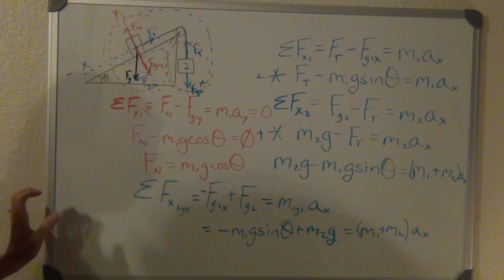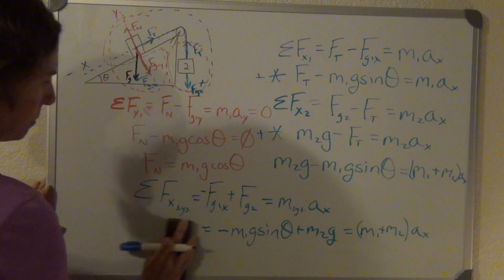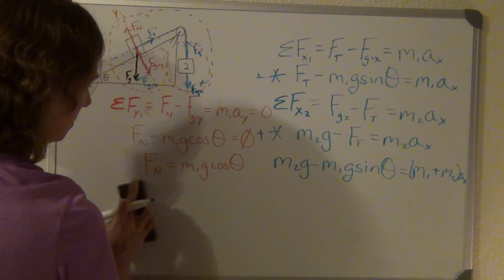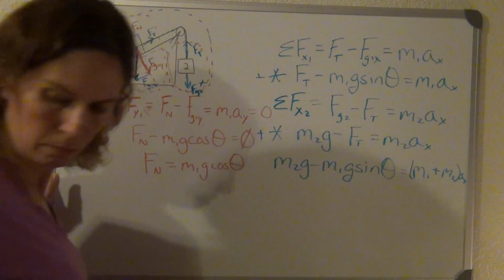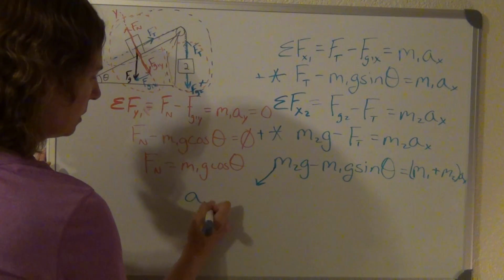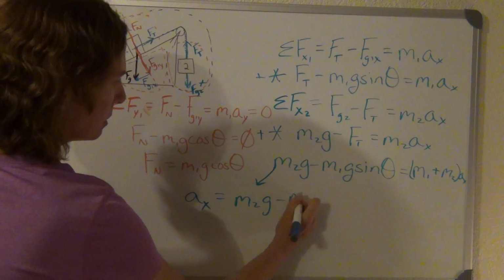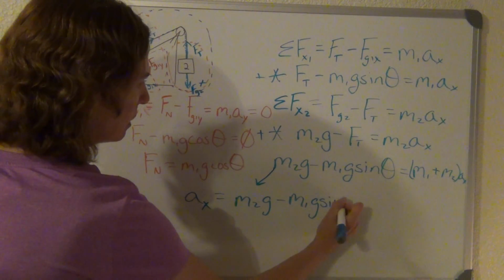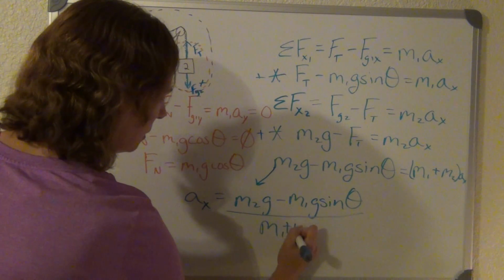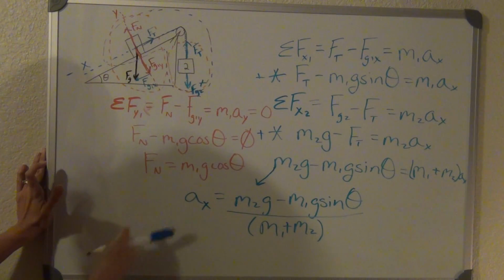And I'm going to erase something because I'm probably going to cut off this entire thing at this point. Okay, so I'm going to take this proof out, and we're just going to rearrange to get our acceleration. So acceleration in the x direction equals m2g minus m1g sine theta over our combined mass of m1 plus m2. Okay, and then we can just plug in and solve for our acceleration.